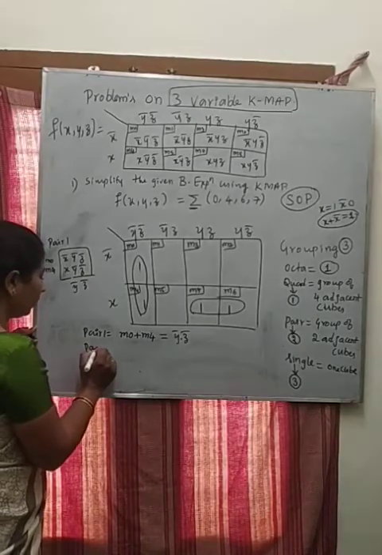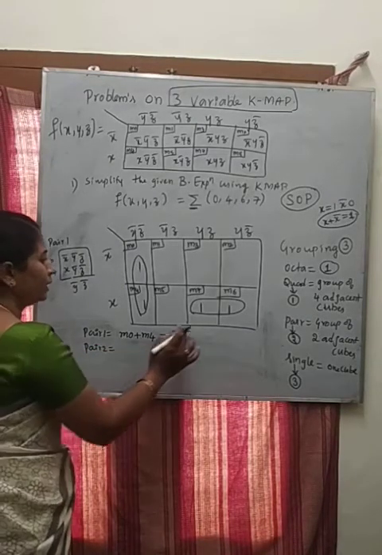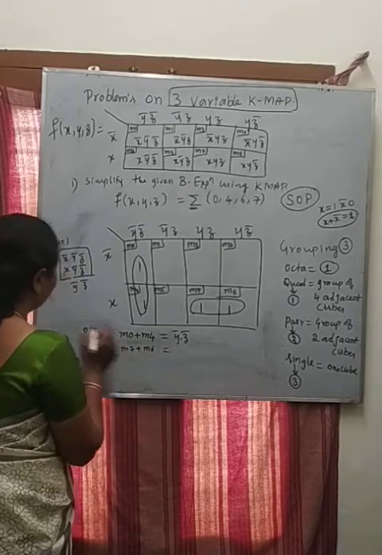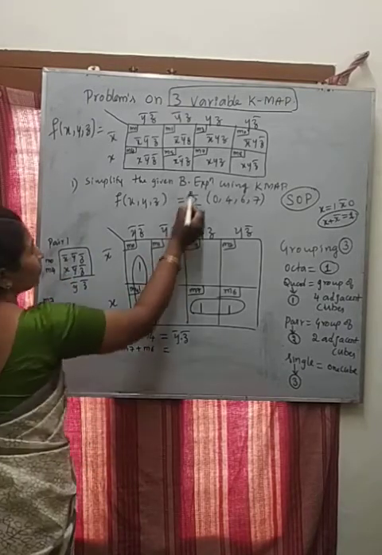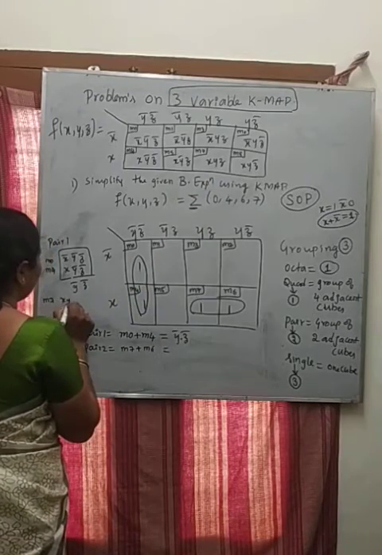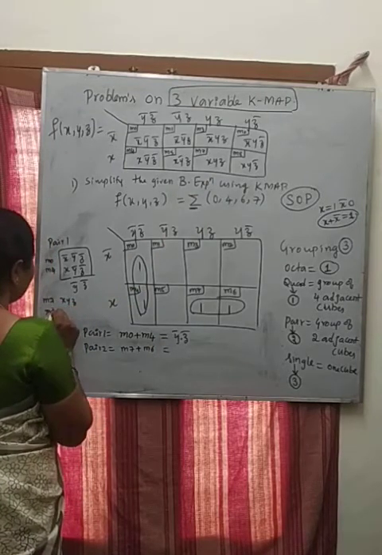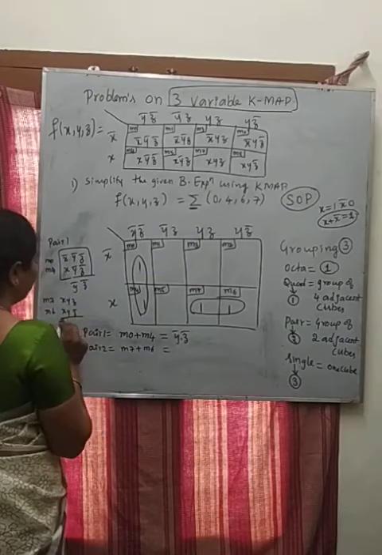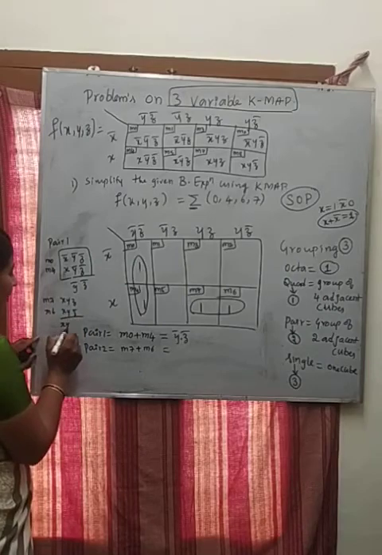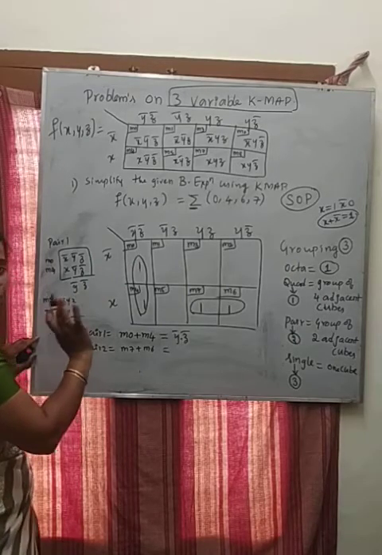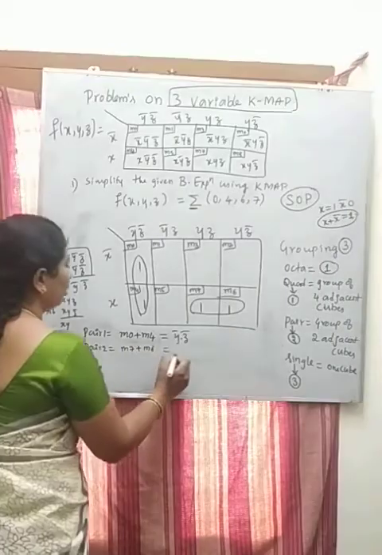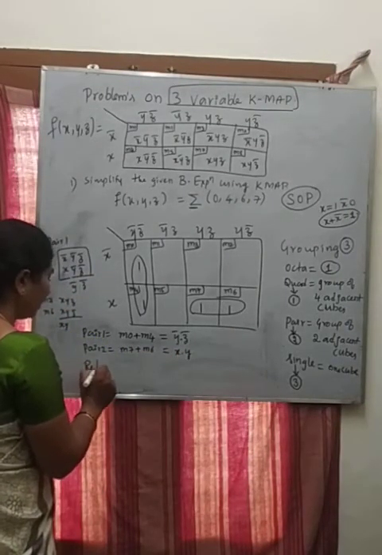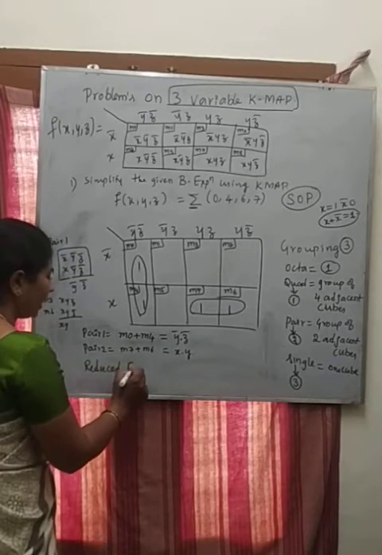Then how to write pair 2? Pair 2 is a group of M7 plus M6. What is M7? X, Y, Z. M6 is X, Y, Z complement. What is common here? X, Y is common, Z and Z complement, opposite variables get cancelled. What did you get here? X into Y.